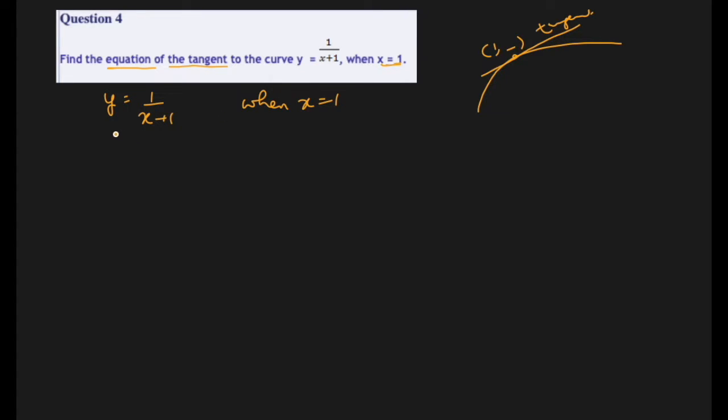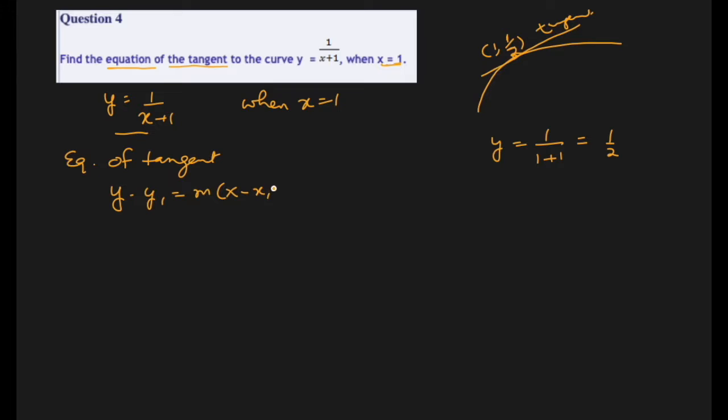How can we find that? We'll just find y from here. It is on the curve as well. So y equals 1 over 1 plus 1, which is half. So the y coordinate is half. This is the point on the tangent, and the equation of any line, in this case the tangent, is y minus y1 equal to m times x minus x1. x1, y1 are the coordinates of the point on that particular line, and we already know them. So in place of x1 we write 1. This is general x, no need to replace.